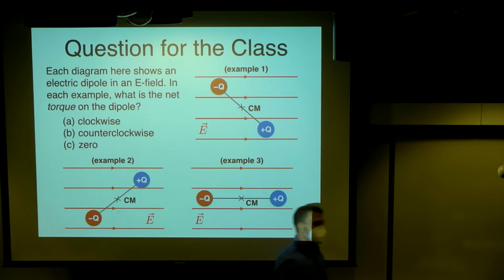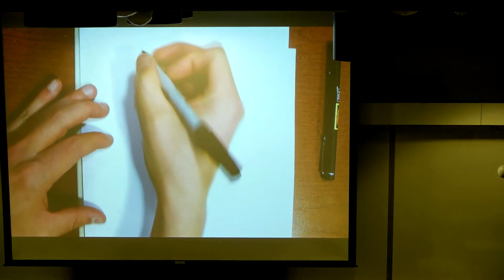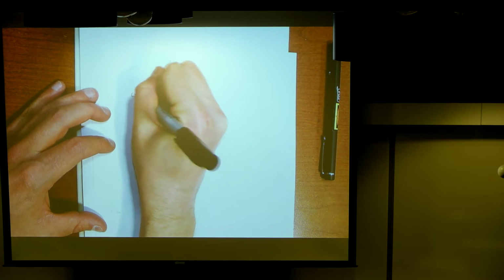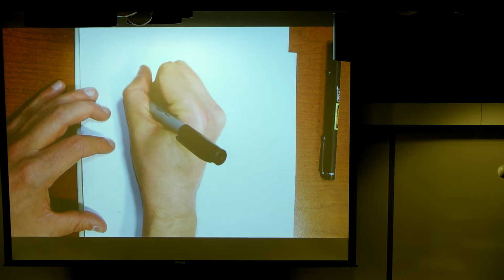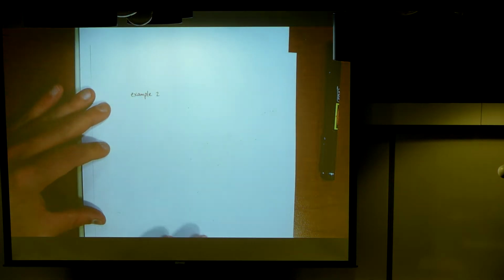All right. So what do we say about number two? What's the answer? I heard both clockwise and counterclockwise. So let's go through it. It should be in this case clockwise, right? So here, this is example 2. And I'm just going to draw a picture. The picture will answer the question for us.